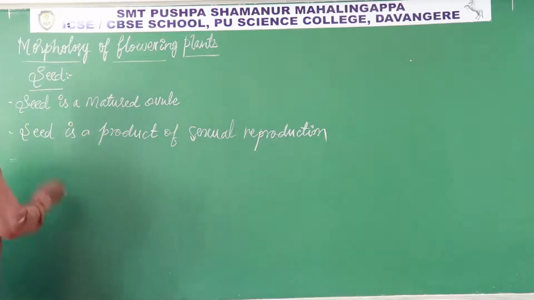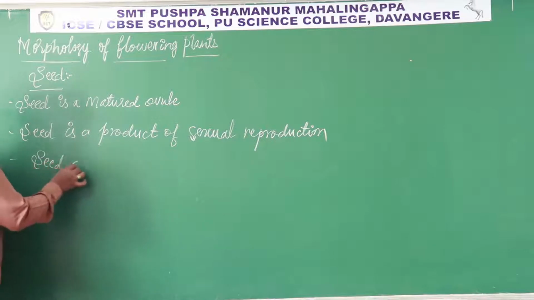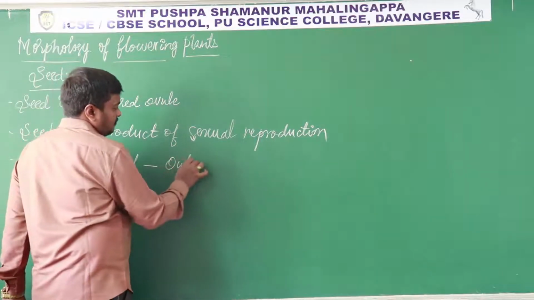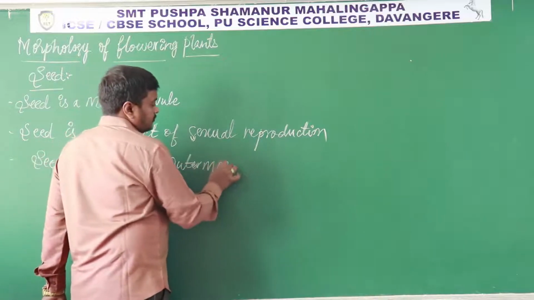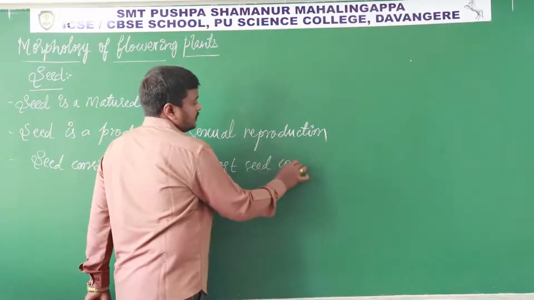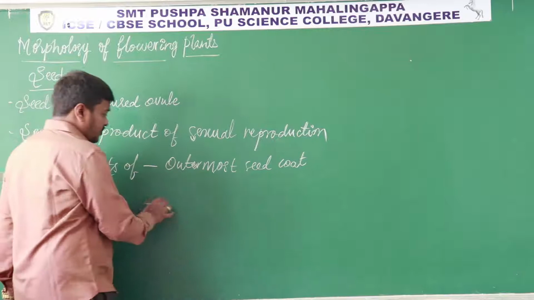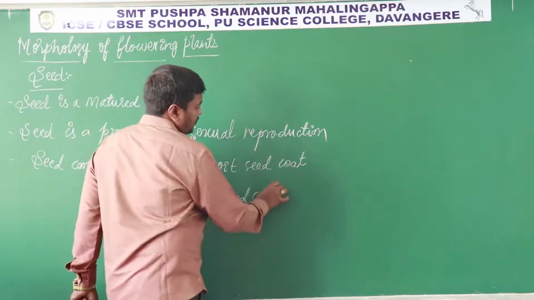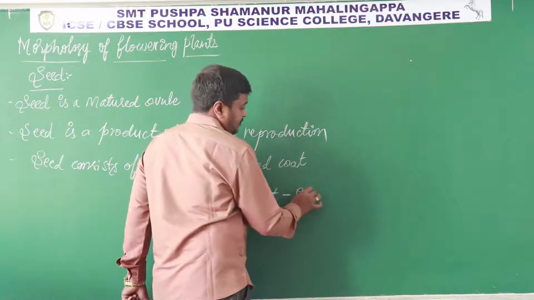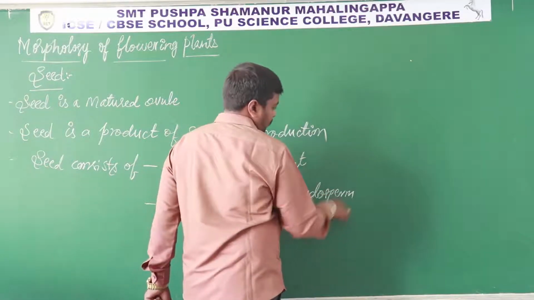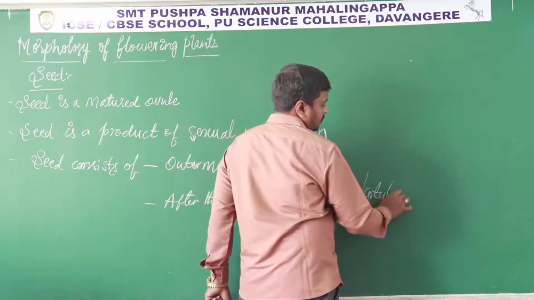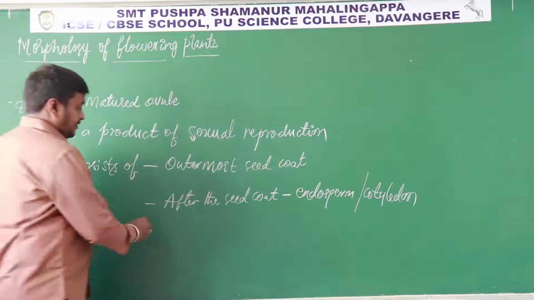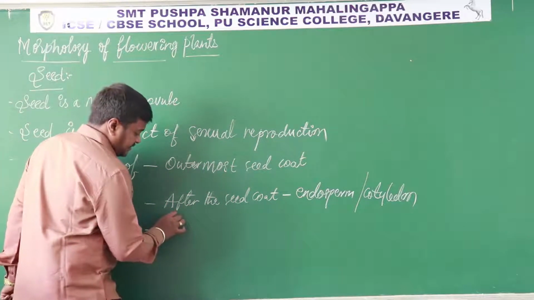Then, what is there in a seed? A seed consists of the outermost seed coat. After the seed coat, it has either endosperm or cotyledon. In some seeds there is endosperm directly, and in some seeds there is cotyledon. Then it contains the embryo.